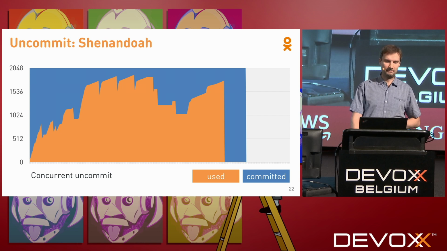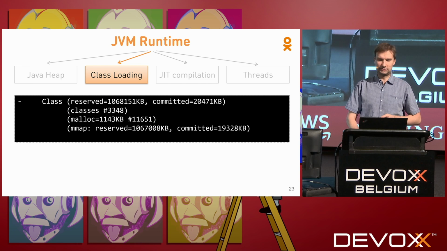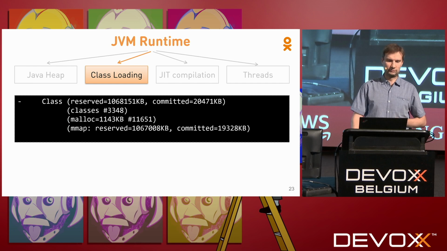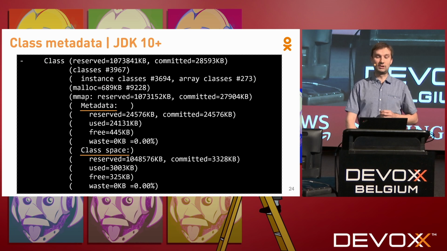Okay, that's all about heap and GC. What else can take memory in the JVM? Class loading is the next subsystem that adds to the footprint, and there is also a section in the NMT report. And this report became even bigger since JDK 10. Now it includes two parts, metaspace and class space. And what are they?